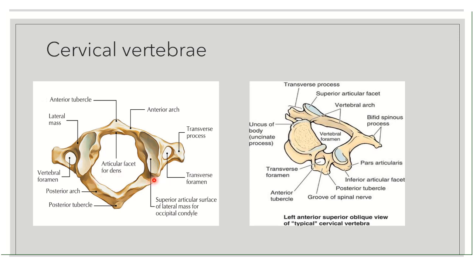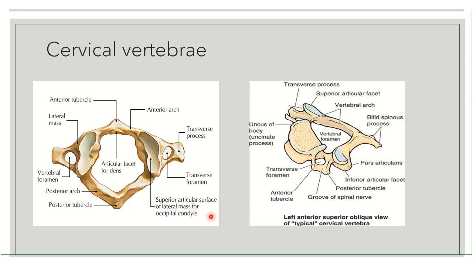Then on the atlas vertebra you can see these are the superior articular facets which articulate with the occipital condyles and form the atlanto-occipital joint. On the lateral aspect of these superior articular facets, this is a part of the bone which is called the lateral mass. We will discuss it in detail later on. Here you have to keep in mind that the anterior tubercle and the posterior tubercle are present along the anterior and posterior arch of the C1 or the atlas vertebra.